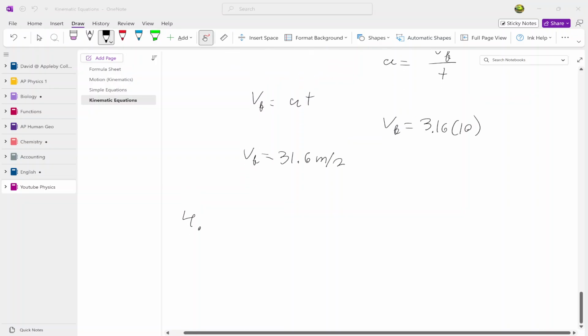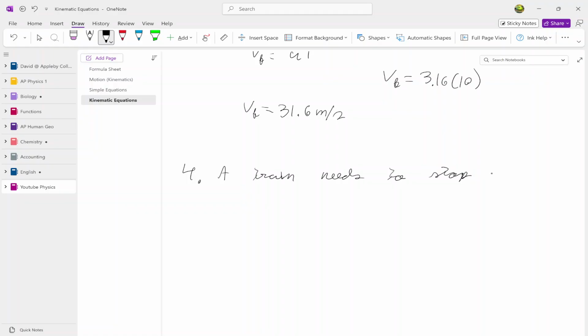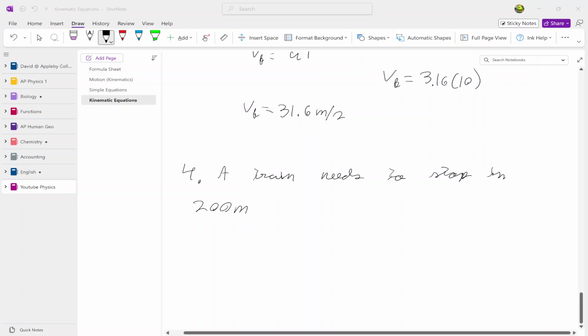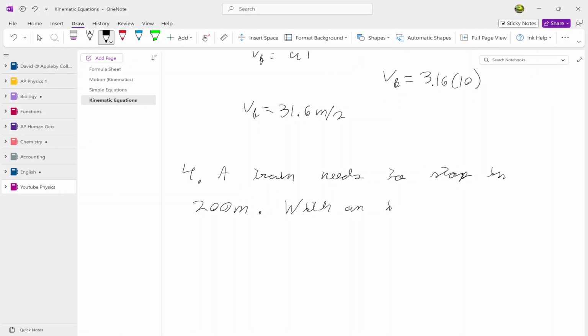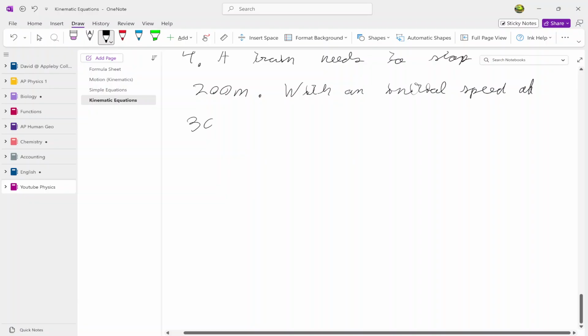So let's write down the question. Okay, this one's good. Pretty real case scenario, really. A train needs to stop in 200 meters with an initial speed of like 30 meters per second. Okay, there we go.